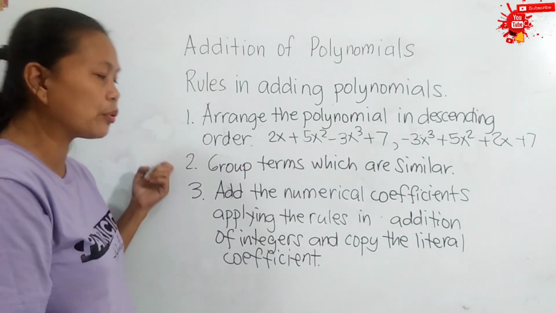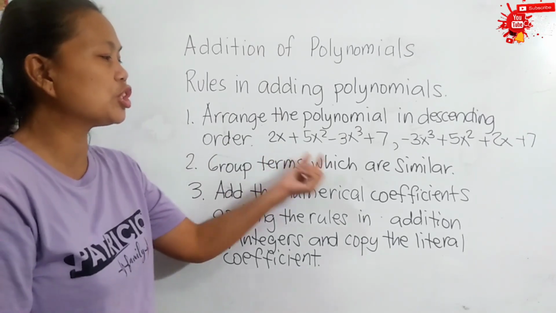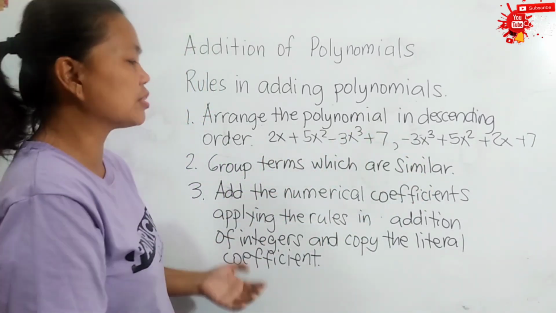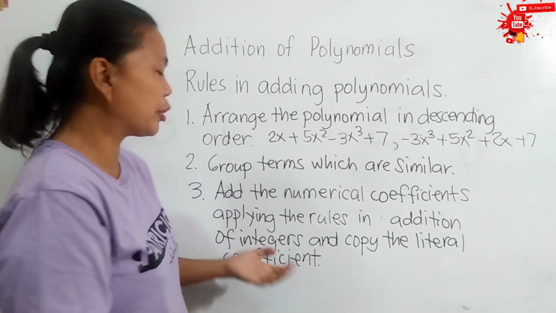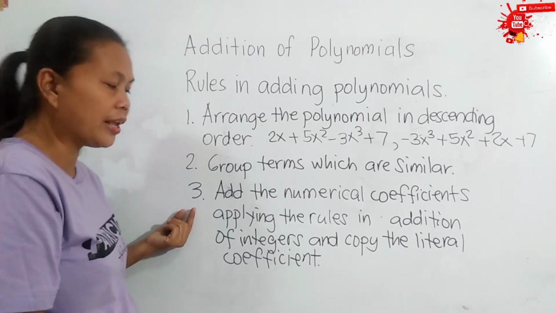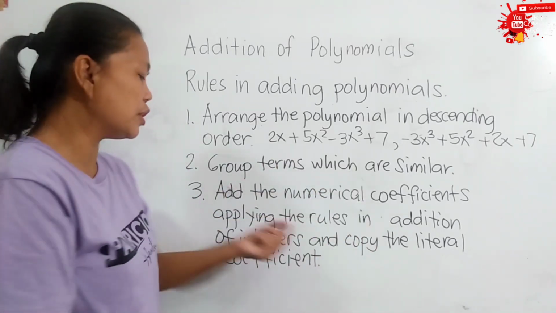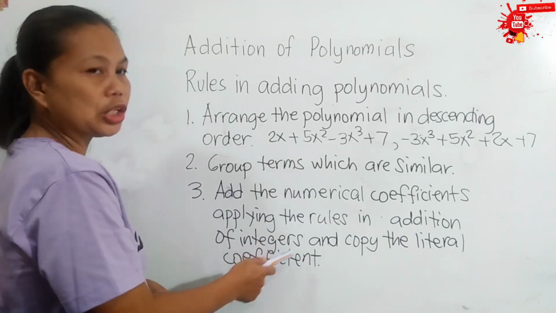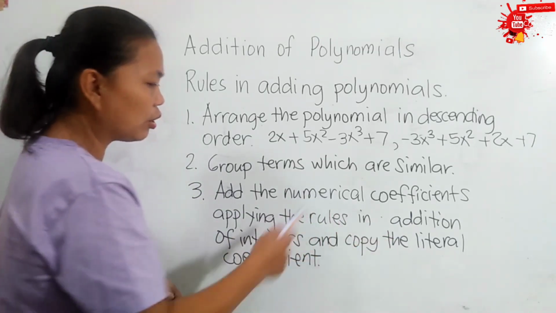Now, for the second rule, we group terms which are similar. So we already reviewed what similar terms are. So we will group the similar terms so that we can add these terms. And then number 3, add the numerical coefficients applying the rules in addition of integers and copy the literal coefficient.